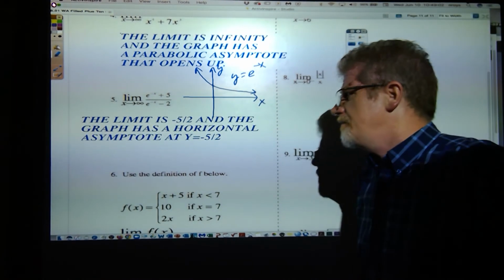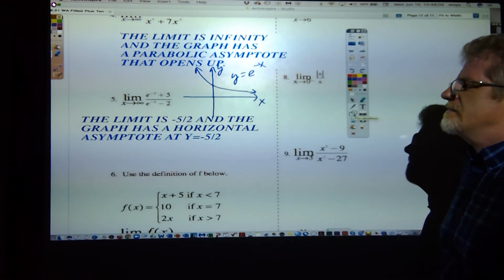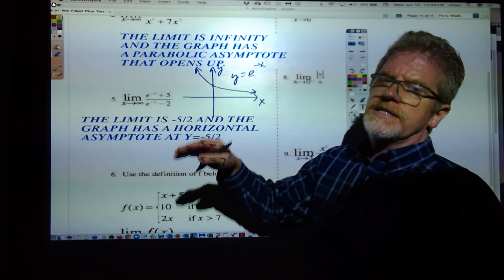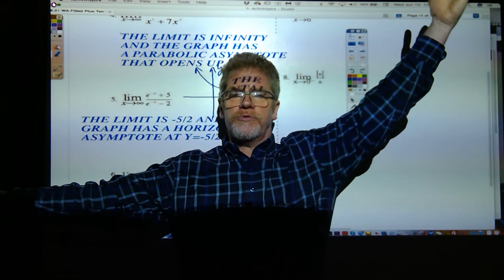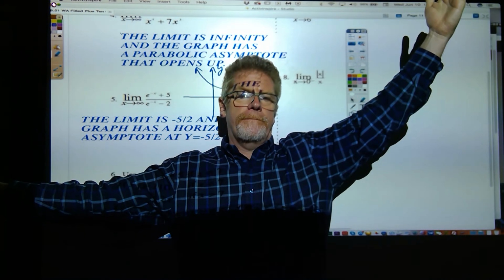All right, so what do we have here? We have the limit is negative 5/2. How do I know that? E to the x is one of the parent functions that you were expected to learn in college algebra. The graph of e to the x looks like this.